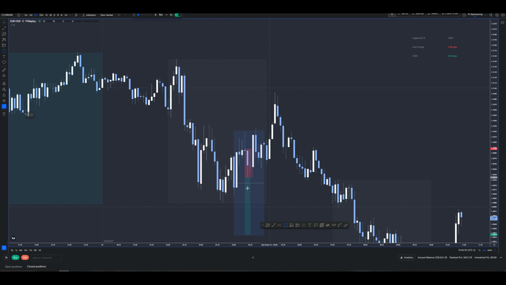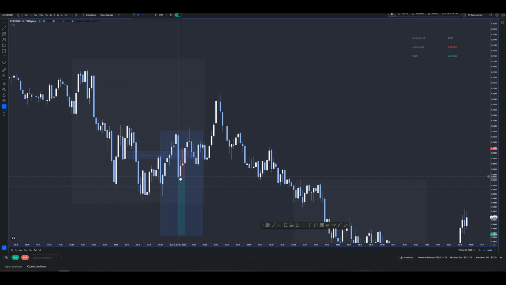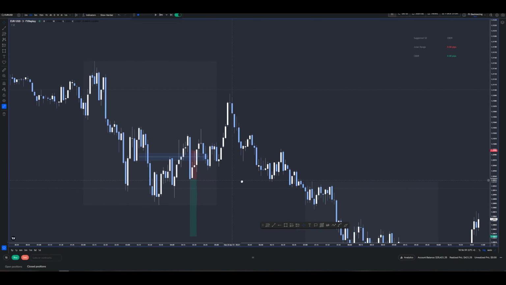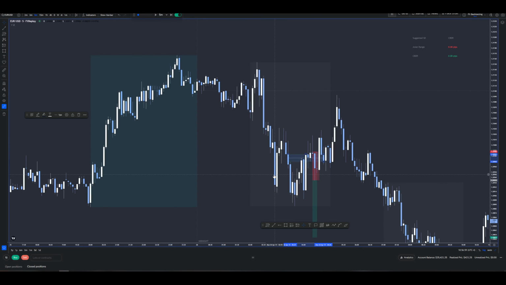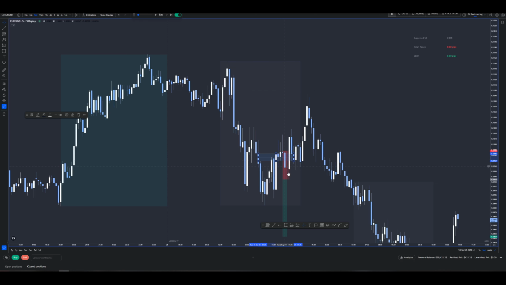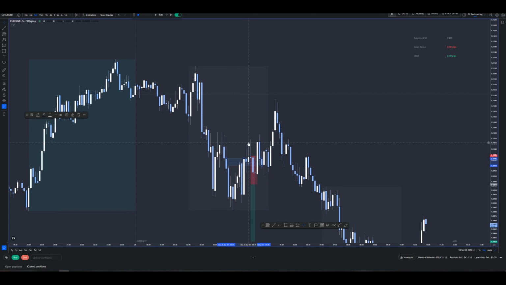Oh wait, I think it was this fair value gap right here. I think I traded that one. Price went above, traded above. Yeah, that makes more sense, I guess. And price traded above and closed above the fair value gap. So that's not paying attention to higher time frames.